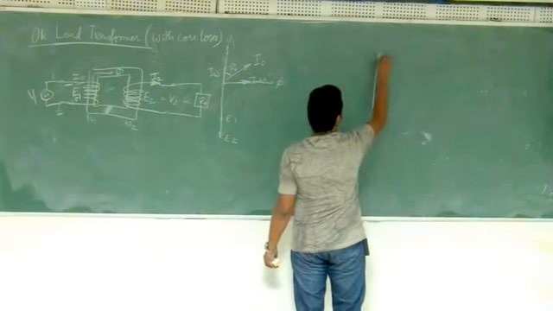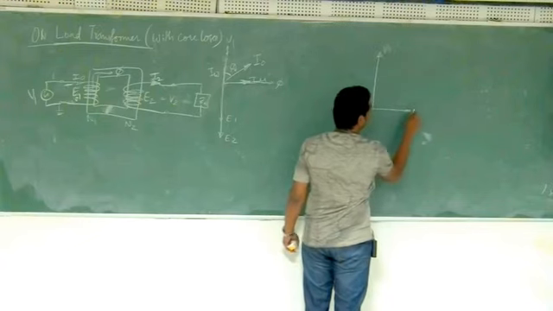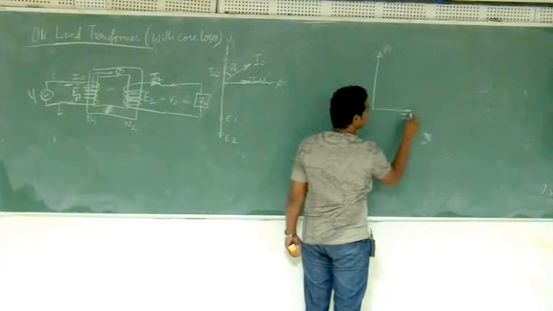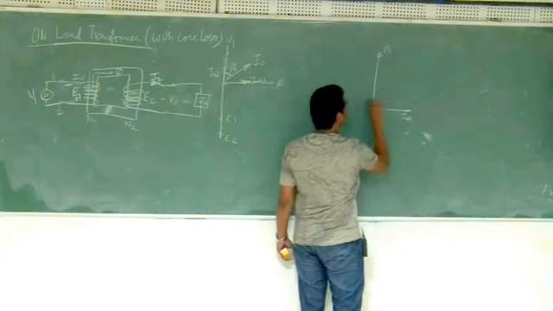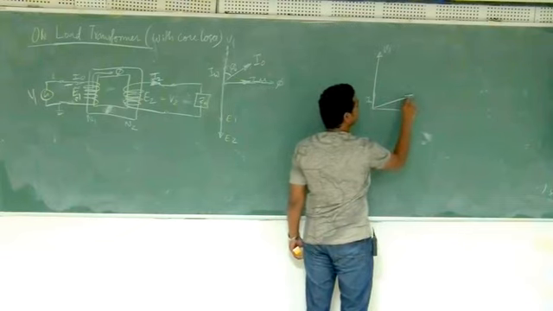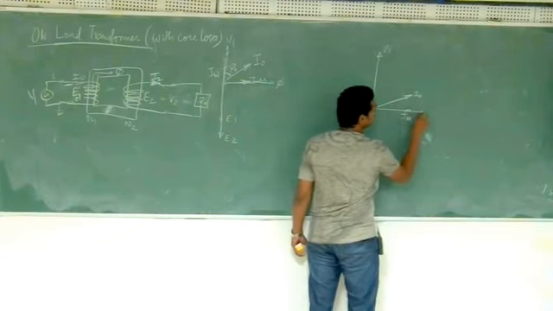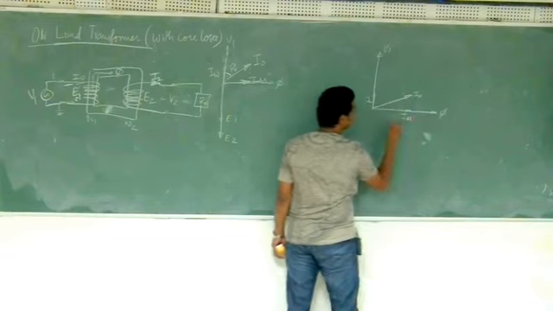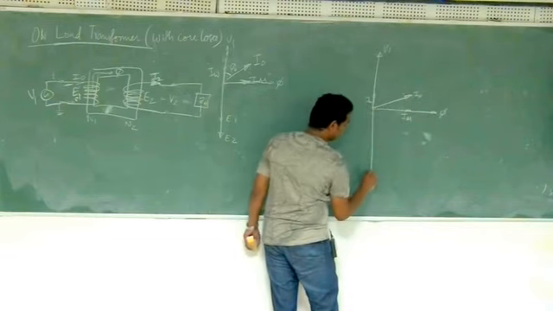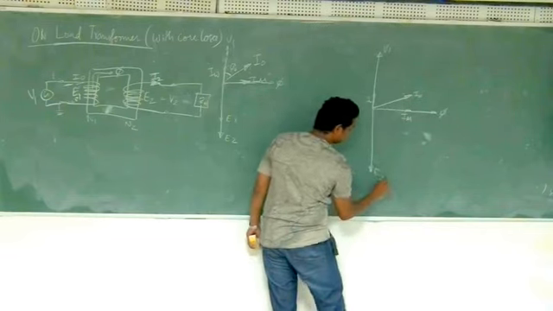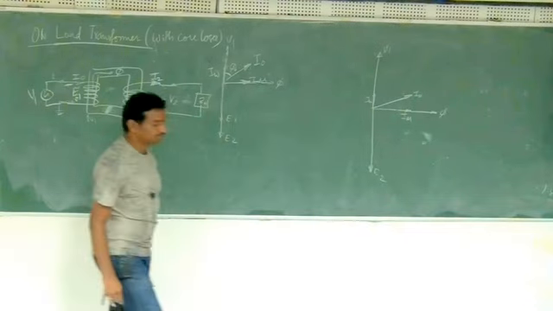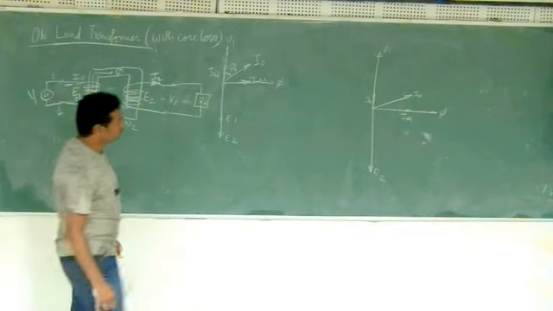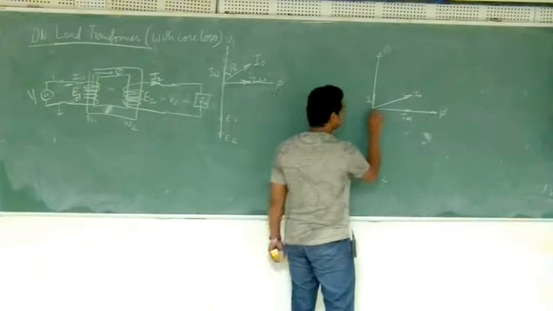So this is my V1, this is I mu, and then this is IW. So I get I naught here, and then this is my flux. Because of the flux, I get... See, right now I'm not drawing anything for E1. I'll just draw E2. Okay, E1 I will reserve.